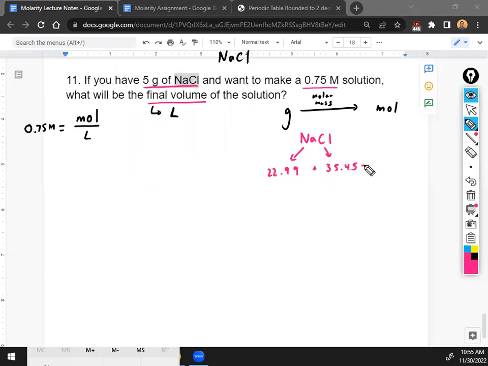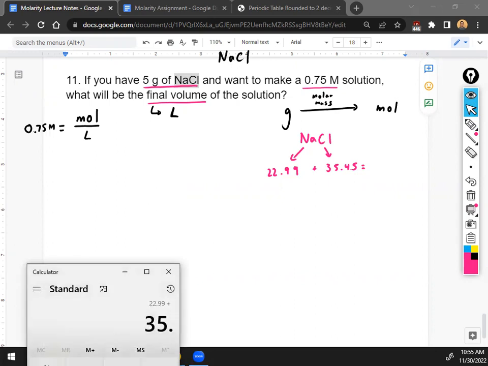This one's a lot easier because we don't need to multiply or anything like that, but that should give us a final answer. We'll just make sure that we get the same one. Okay, 58.44. So the molar mass is going to be 58.44 grams per 1 mole.